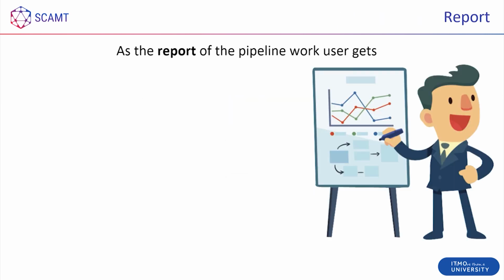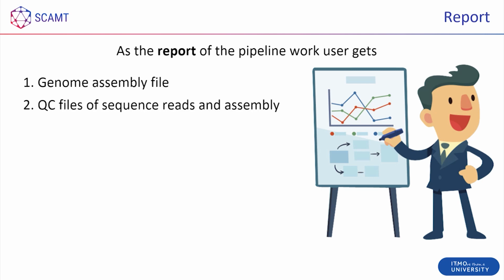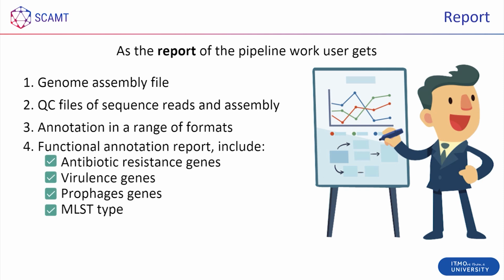As the report of the pipeline work, the user gets the genome assembly file, QC files of sequence reads and assembly, annotation in a range of formats, the functional annotation report, and the closest reference genome.